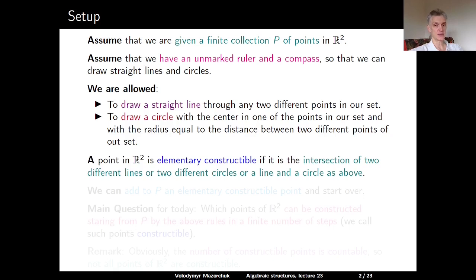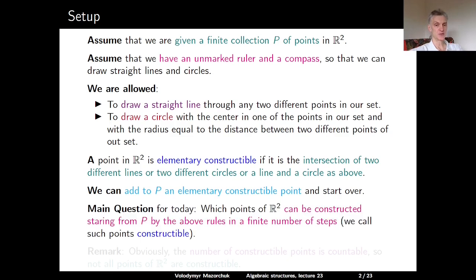A point in R² is elementary constructible if it is the intersection of two different lines or two different circles, or a line and a circle as above. So we can add to our set P an elementary constructible point, so we can enlarge the set and then start over with construction. The main question for today is which points in R² can be constructed starting from our set P by the above rules in a finite number of steps. We will call such points constructible.